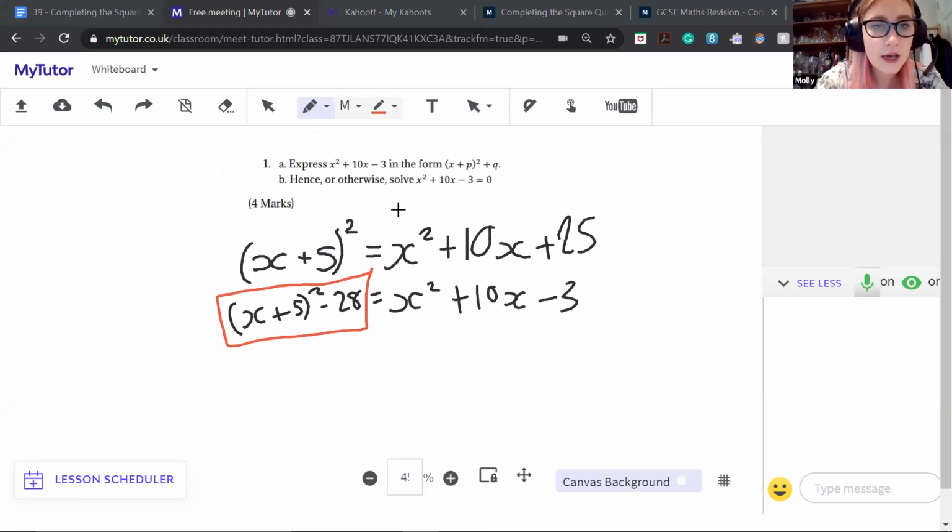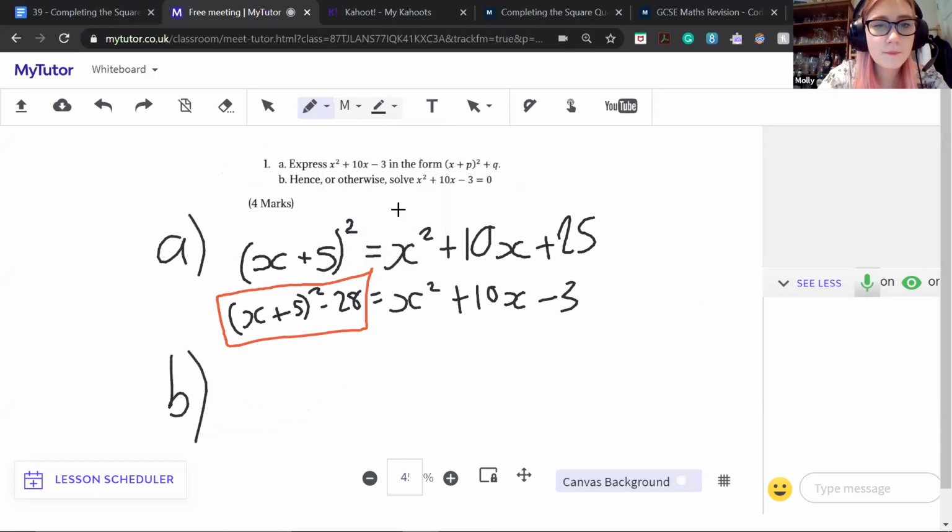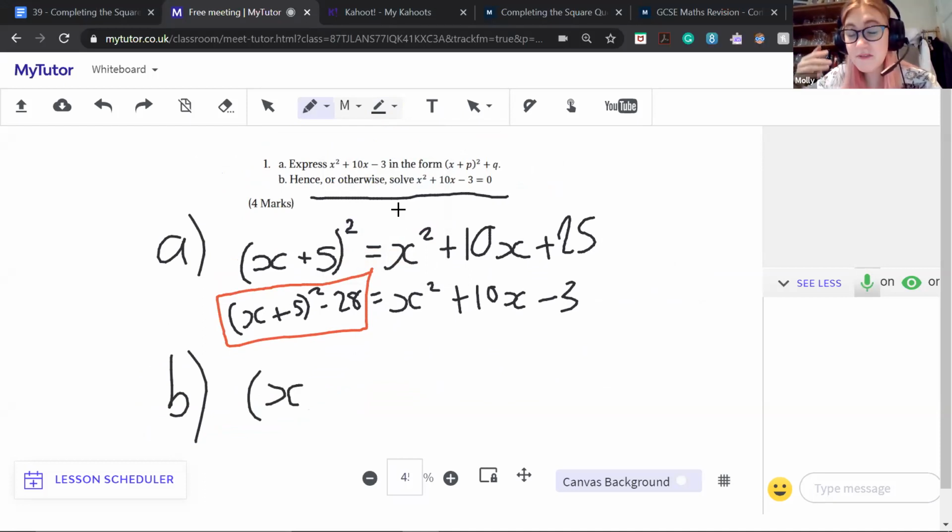So that was part A. For part B, it says hence or otherwise solve this. Here's a hint: if it ever says hence or otherwise, using the hence, so using what you've just done, is going to make your life a lot easier. You will be able to do it in other ways. For example, here we could use the quadratic formula, but pay attention to when they say hence, because they're trying to give you a hint. They're trying to say use this.